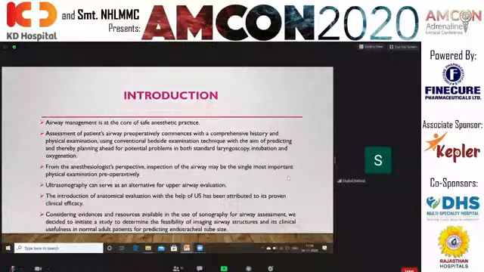Introduction. Airway management is at the core of safe anesthetic practice. Assessment of the patient's airway preoperatively commences with a comprehensive history and physical examination using conventional bedside examination techniques, with the aim of predicting and thereby planning ahead for potential problems in standard laryngoscopy, intubation, and oxygenation. Ultrasonography can serve as an alternative for upper airway evaluation. Considering the evidence and resources available on the use of sonography for airway assessment, we decided to initiate a study to determine the feasibility of imaging airway structures and its clinical usefulness in normal adult patients for predicting difficult intubation.